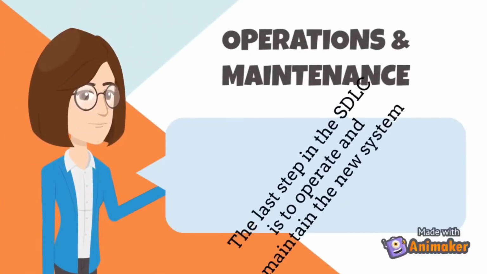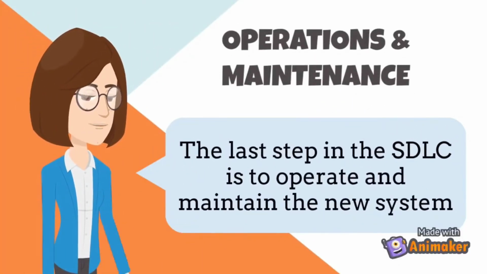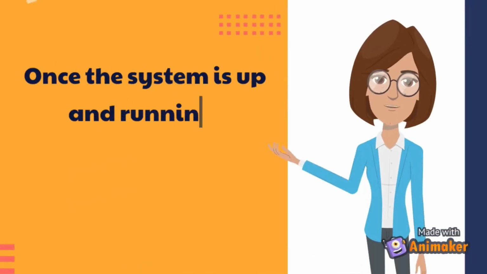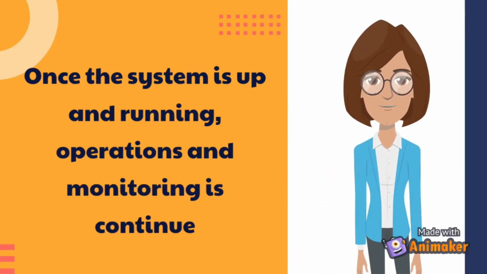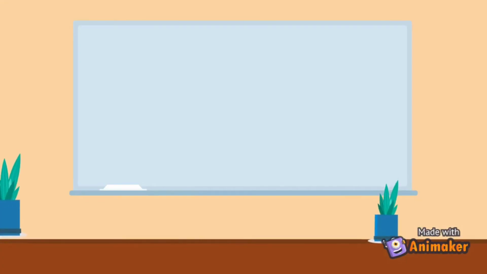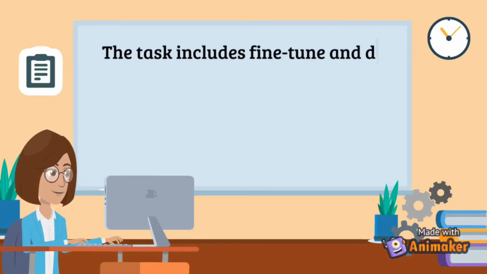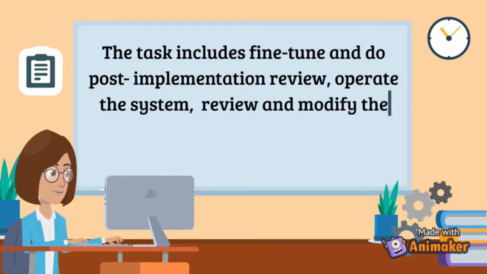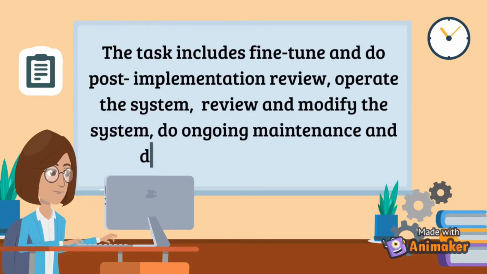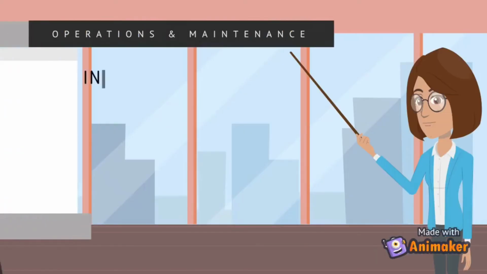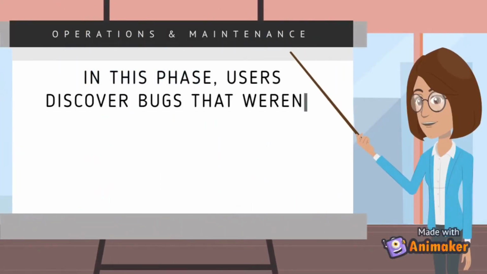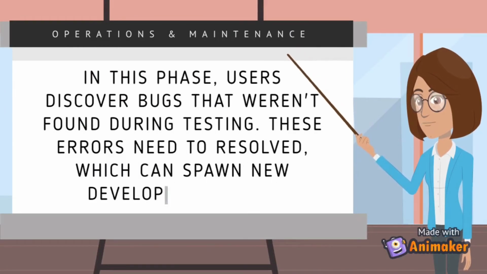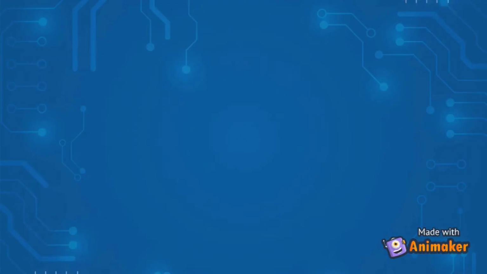Operation and maintenance. The last step in the SDLC is to operate and maintain the new system. So, once the system is up and running, operation and monitoring is continued. Further, the tasks include fine-tune and do post-implementation review, operate the system, review and modify the system, do ongoing maintenance and deliver improved system. In this phase, users discover bugs that were not found during testing. These errors need to be resolved, which can spawn a new development cycle.